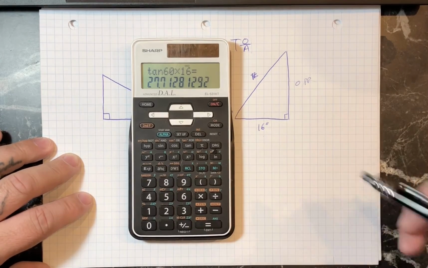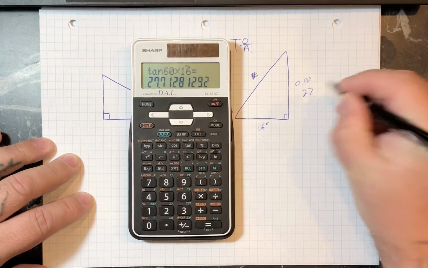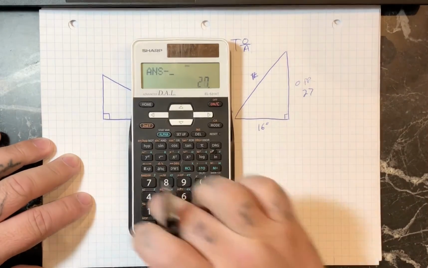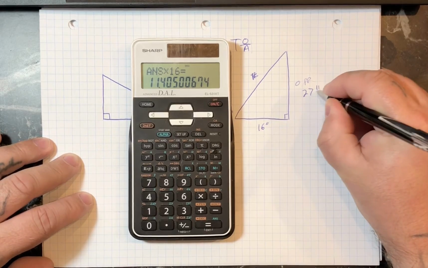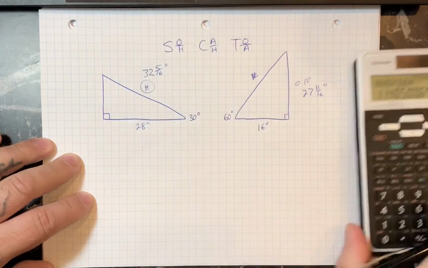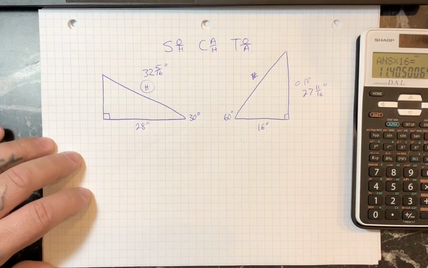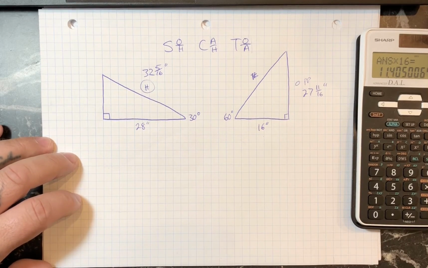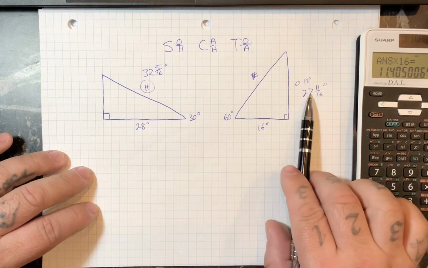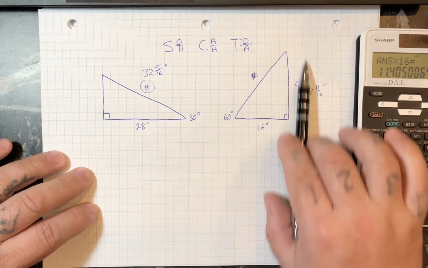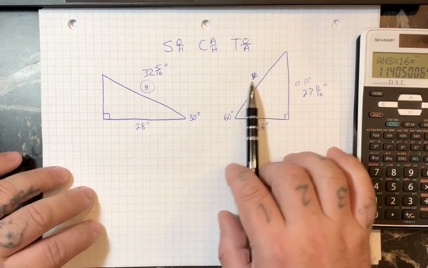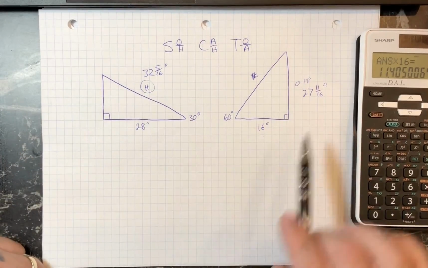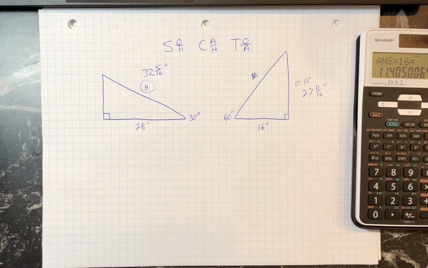So tan 60 times 16 equals 27 and 11/16. Right? So hopefully that makes sense, and that sounds right. If this is 16, that's going to be longer. Now I can check this too by doing a different trigonometric function, and I should end up with a hypotenuse that's longer than the opposite side. But I feel pretty confident with that one. It looks appropriate.